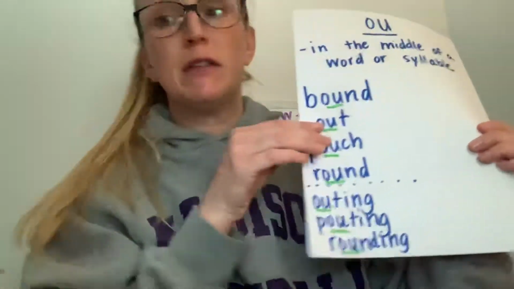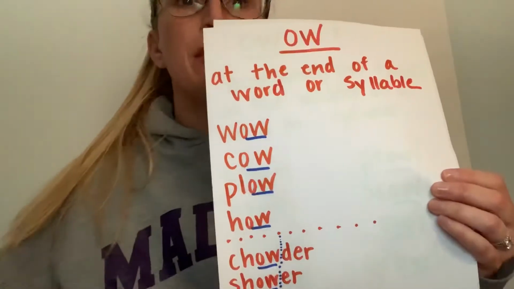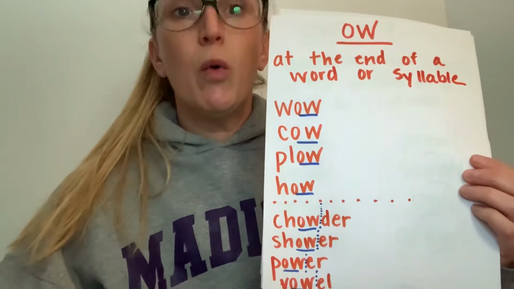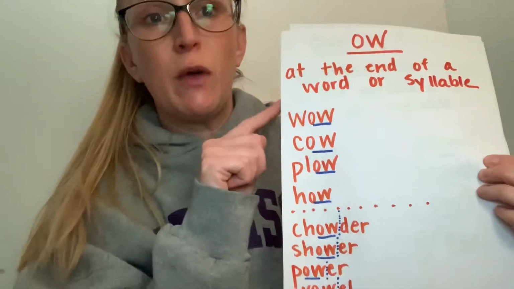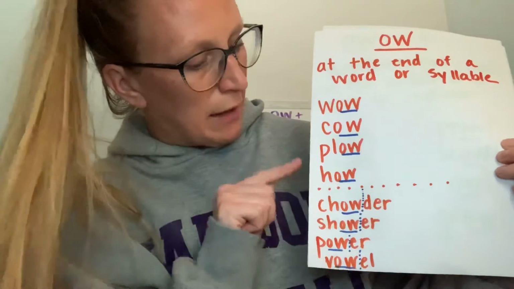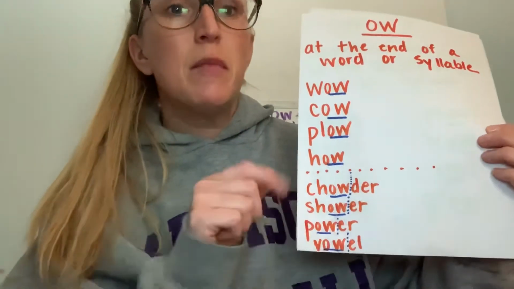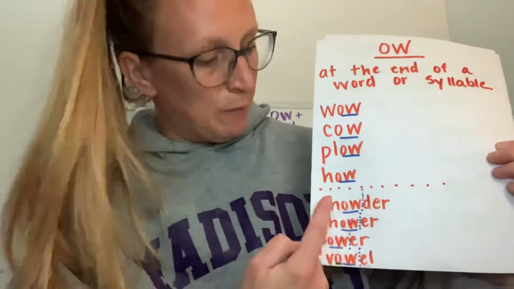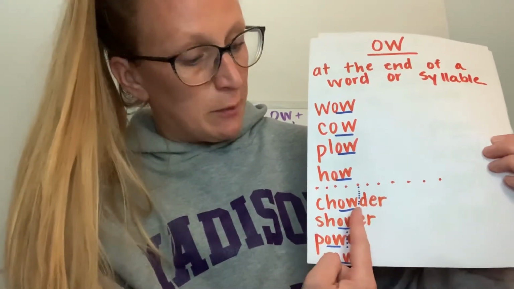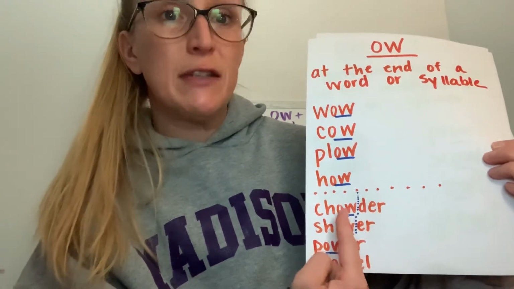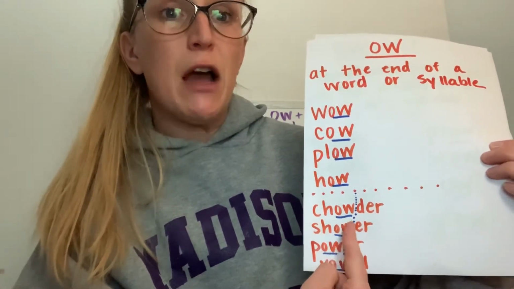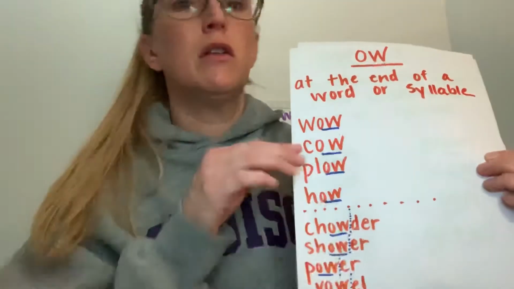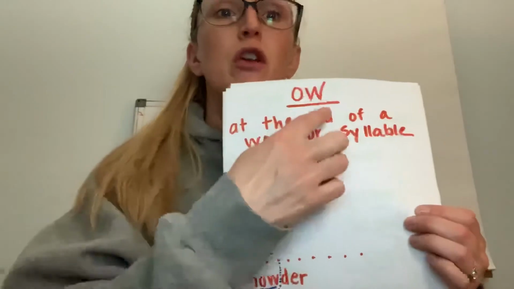Pouting and rounding. You spell the ow sound with an OW at the end of a word or a syllable. So the end of the words are easier. Wow, cow, plow, how. You could see it a little bit better. But at the end of a syllable, you have to really divide your syllables to figure out which way to spell it. Chowder. That first syllable is chow. So that ow sound is at the end of the syllable. Chowder. Shower. Power. Vowel. Okay? End of a word or syllable, you use OW.